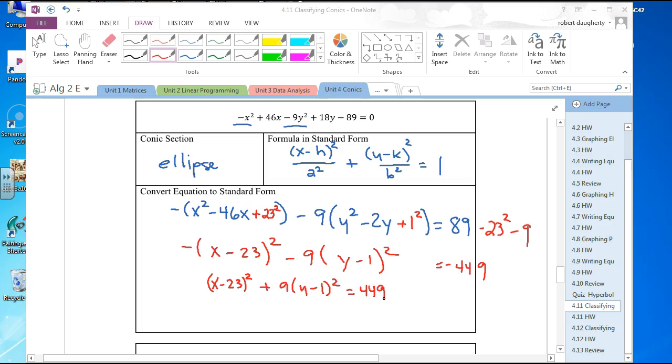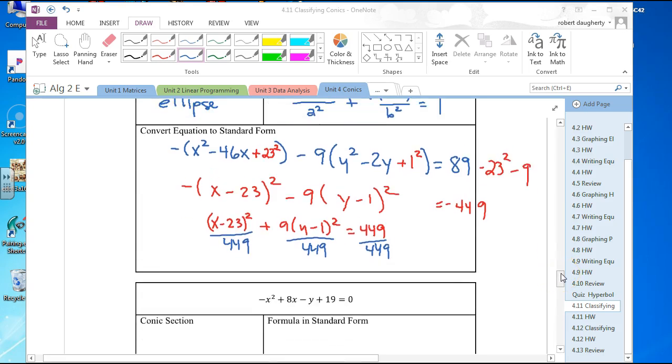What will I do to make, I don't want a 449 over there. What do I want? 1. So this is the final answer. Let me just write it right here. X minus 23 squared over 449 plus, multiplying by 9 is the same as I can multiply this by, say what, 1/9 over 1/9. What's 9 times 1/9? 1. So this is going to be y minus 1.